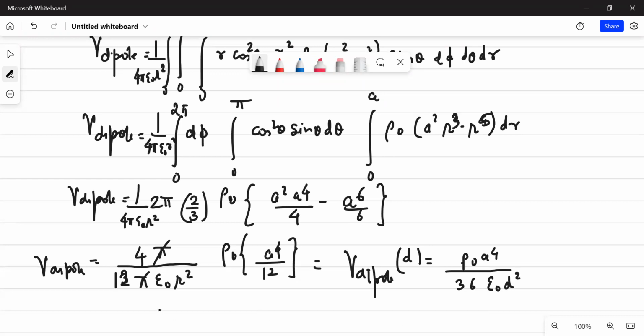Okay, so your potential is directly proportional to 1 upon d square. So your electric field will be directly proportional to 1 upon d cube. So the answer, I believe, should be 1 upon d cube. Okay, so this is it. Okay, is that clear?